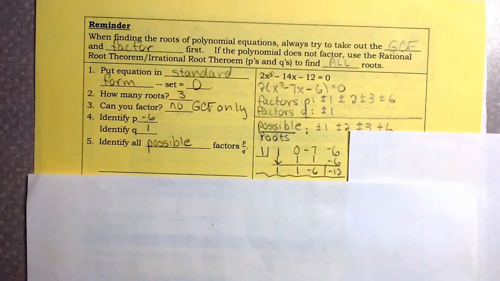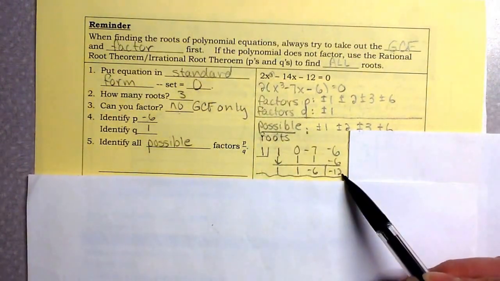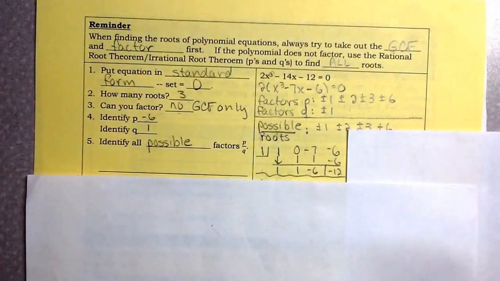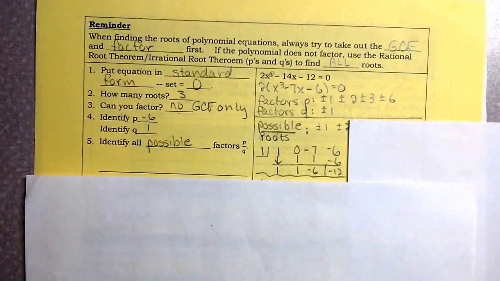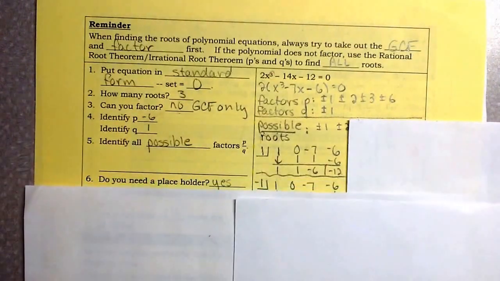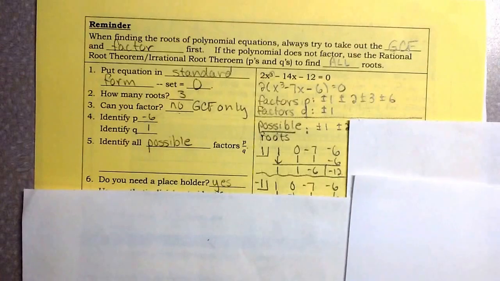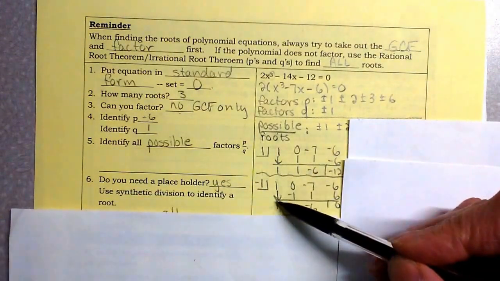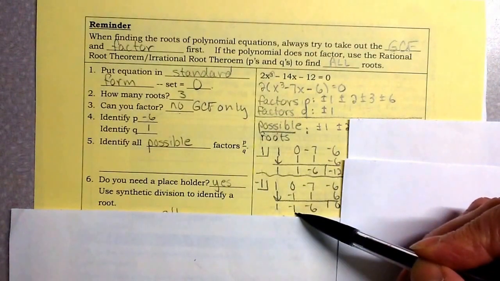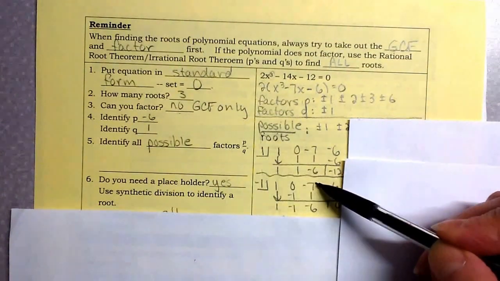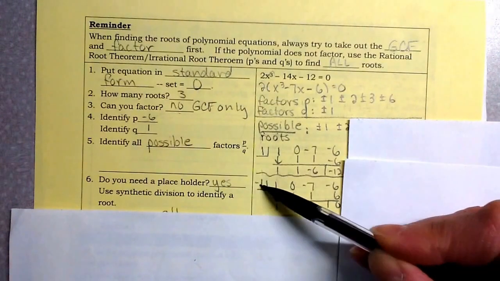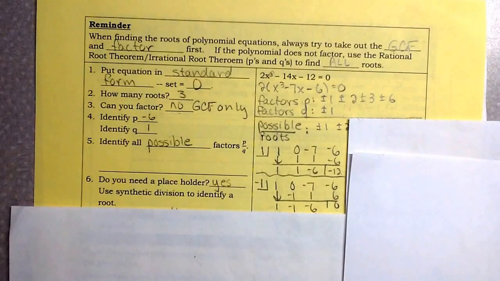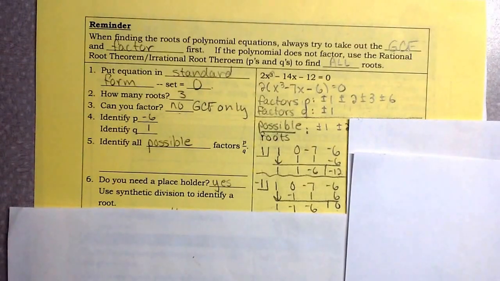Okay, now 1 does not work because you have a remainder of negative 12. Now let's try 1. Or sorry, negative 1. We just tried 1, didn't we? Okay, so here's negative 1. When you're starting out here, you're going to bring the 1 down. 1 times negative 1 is negative 1. We add to get negative 1, multiply to get positive 1, add to get negative 6, multiply to get positive 6, add to get 0. So we have a root there. Our first one is negative 1.